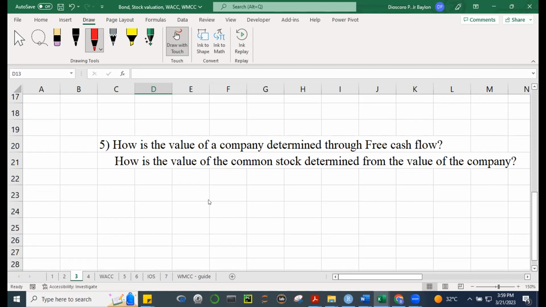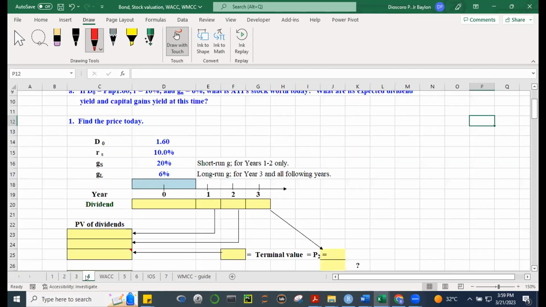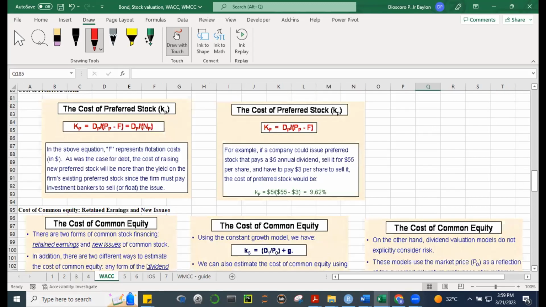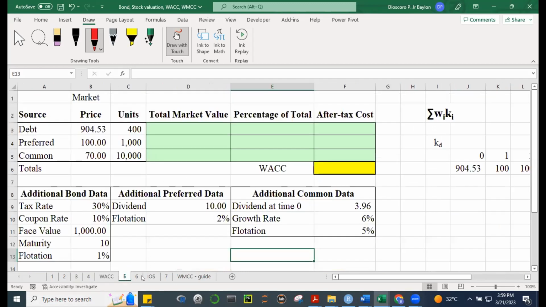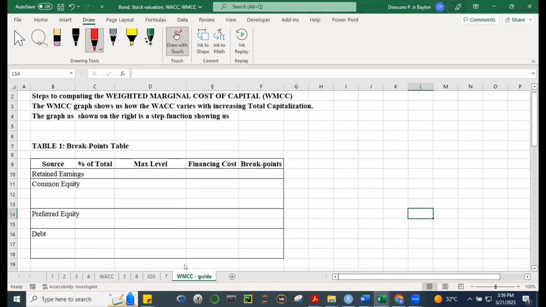So these questions we're going to answer next meeting. We're also going to do this model, and then we will go to weighted average cost of capital, compute for WACC, and then we'll go to IOS, and then compute for the weighted marginal cost of capital. That will take care of this portion of our lesson in FINMODE, and next after this will be yield curve.